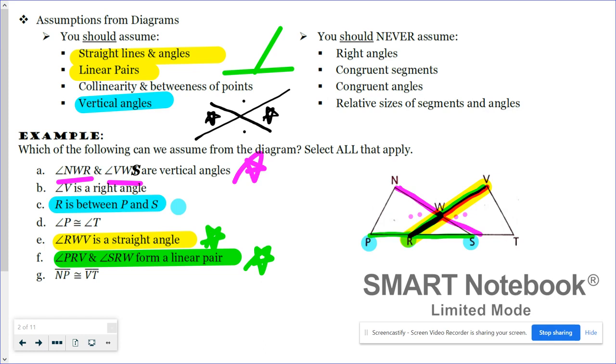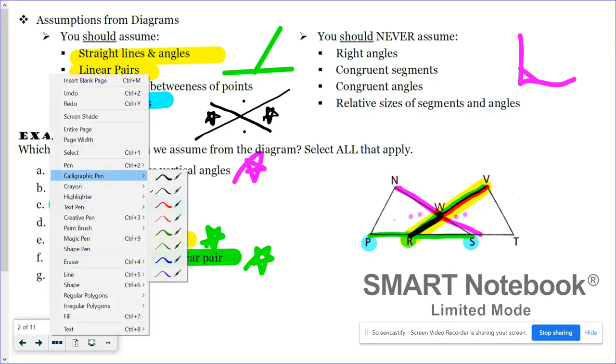Now, some things that you should never assume. You can't assume right angles. You can't say, well, it looks like a right angle. No. If you see what looks to be a right angle and there's that little box there, then it's a right angle. But you should never assume that an angle is a right angle just because it looks like it. You should never assume congruent segments or angles just because they look like they're congruent. You should never assume relative sizes of segments and angles.